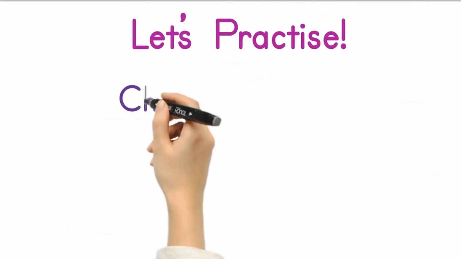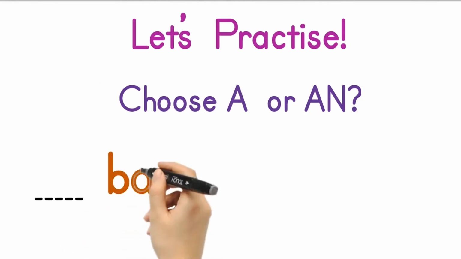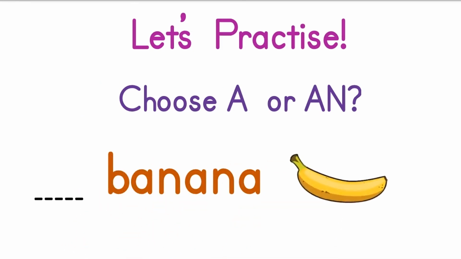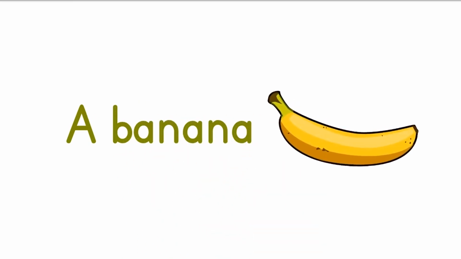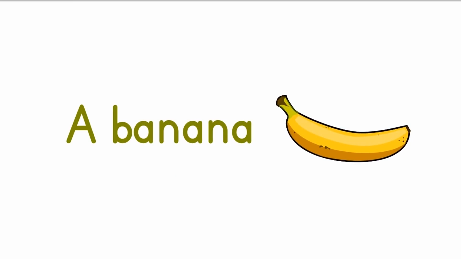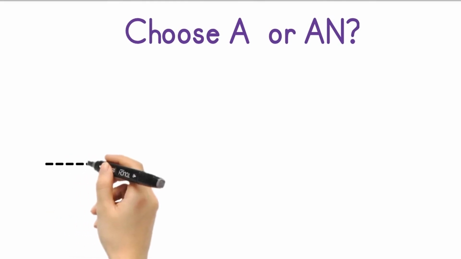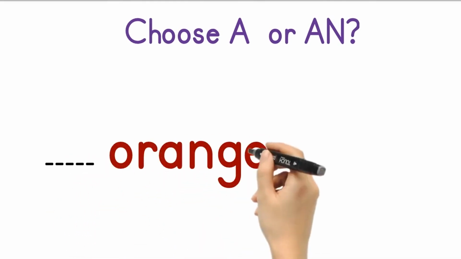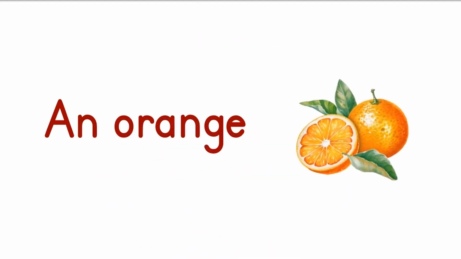Let's practice. Choose a or an. Banana. Yes, that's right. It's a banana. The second word is orange. Think about it, a or an. Well done, it's an orange.